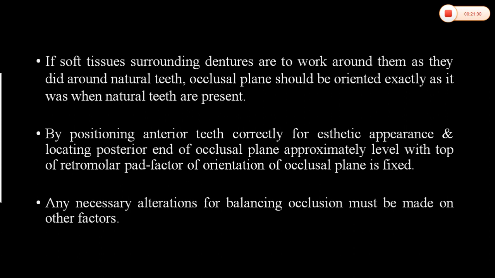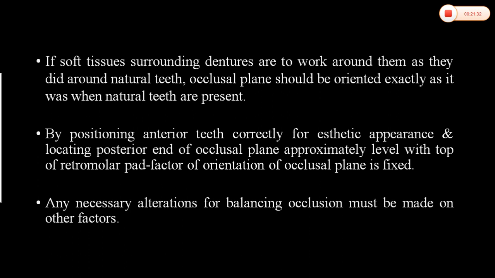So if the soft tissue surrounding the dentures is to work around them as it did around natural teeth, the occlusal plane should be oriented exactly as it was when natural teeth were present. Some authors say that when you are giving an occlusal plane in artificial dentures, the plane has to be exactly how it was in natural dentition. The same way, you have to give it for your artificial dentition.